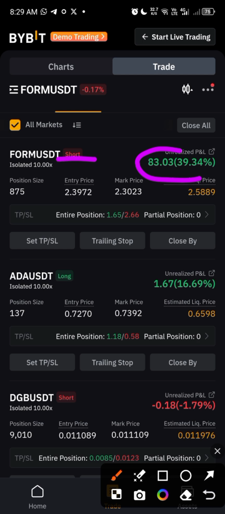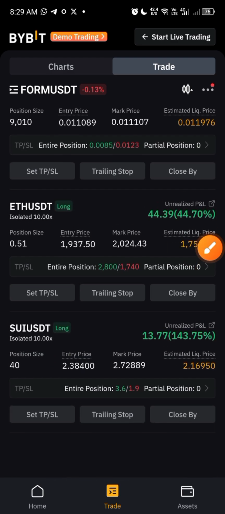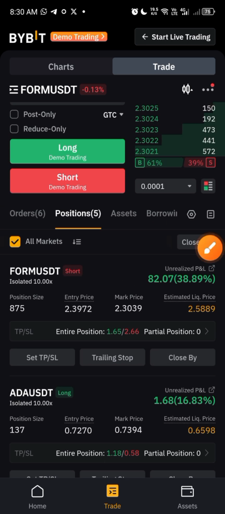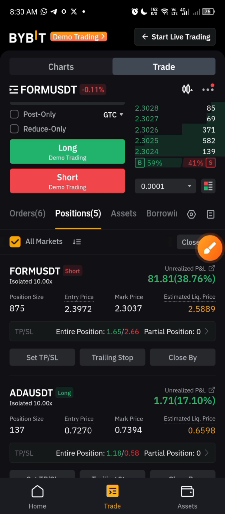I have not closed it fully. You can see here, I'm making $83 with the amount I entered. That is 39%. Now this is ADA. Okay, this is ADA. So I want to look for the one we just took now. Okay, so the one we took now is also going to be inside here. So it's going to enter inside there as well. So that is how you sell short.